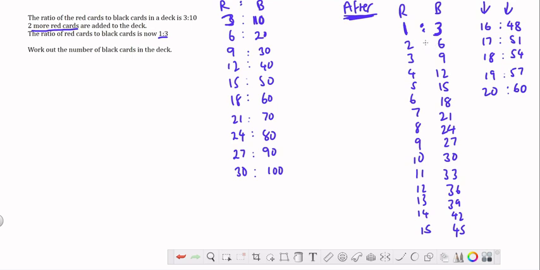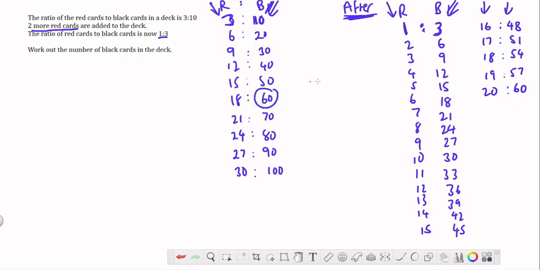Okay, so the number of blacks hasn't changed, but the number of reds has increased by 2. So I'm comparing the columns. First of all, I want to compare this column with this column. I need to find something that's 2 more than on the left. But at the same time, this column over here and this column over here has to have the same number of blacks.